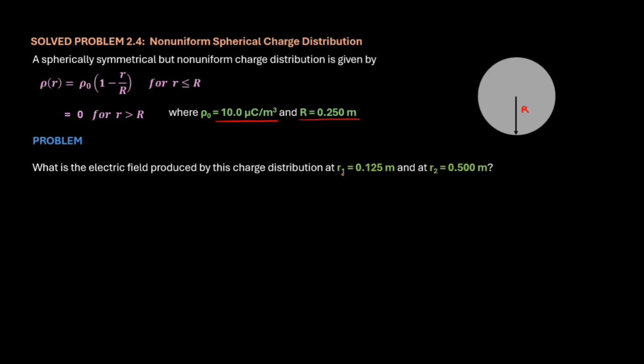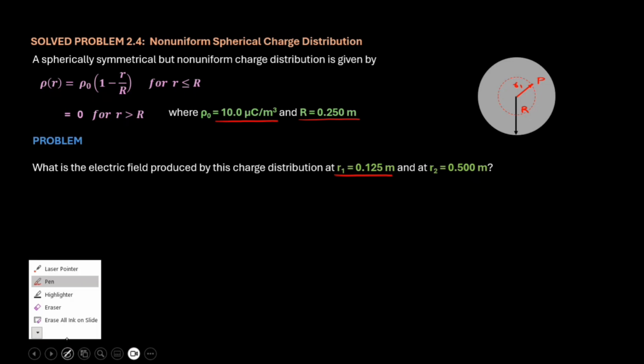So let us start with R1, a distance inside the sphere. I take a point P at a distance R1, which is 0.125 meter from the center of the sphere. And we are going to find electric field at point P because of this charge distribution. We will be using Gauss's law. So let us construct a spherical Gaussian surface passing through point P, a distance R1 from the center.